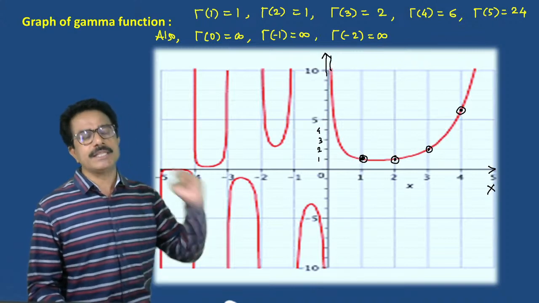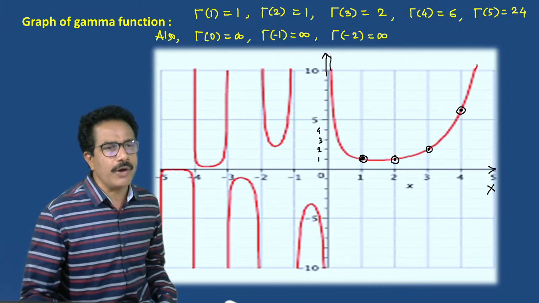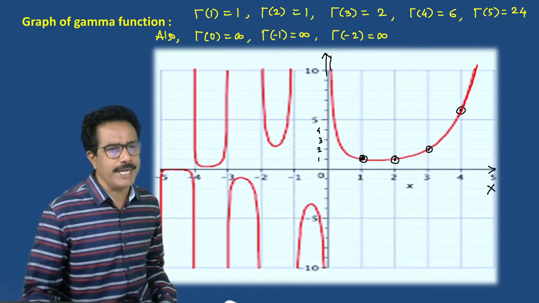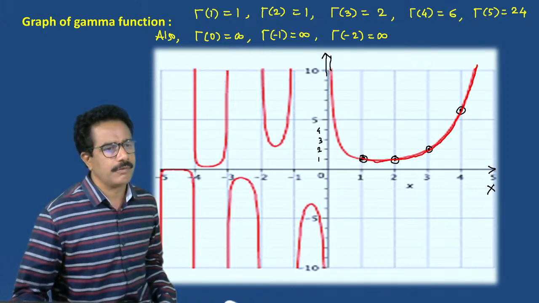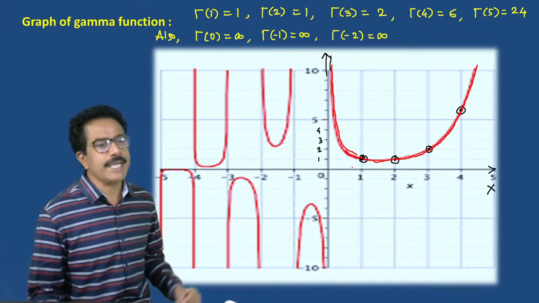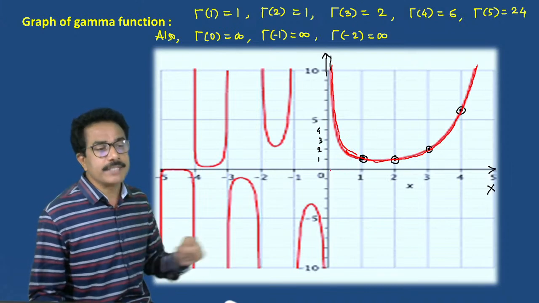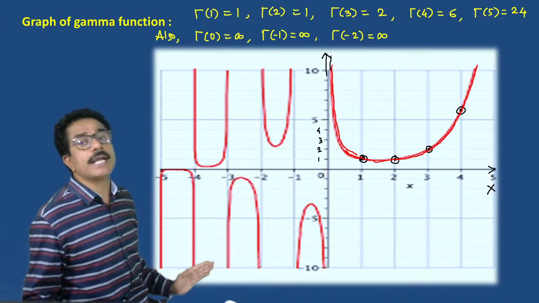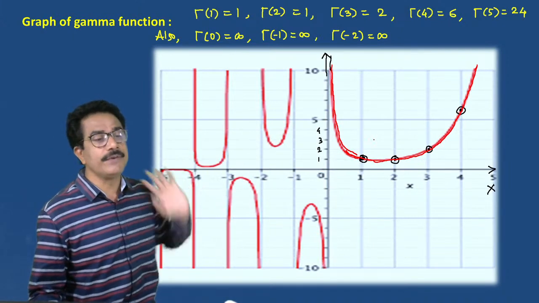So we can plot the gamma function in the positive quadrant. How can we plot the gamma function in the positive quadrant? We have to join all these points. In this way, we will get the graph. When x tends to infinity, and when x tends to 0, then gamma tends to infinity. This is very important. So this is the graph of the gamma function in the first quadrant.